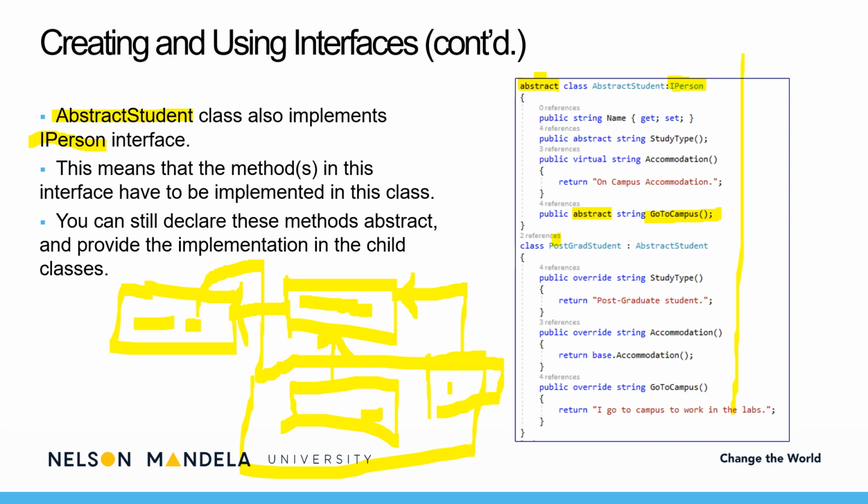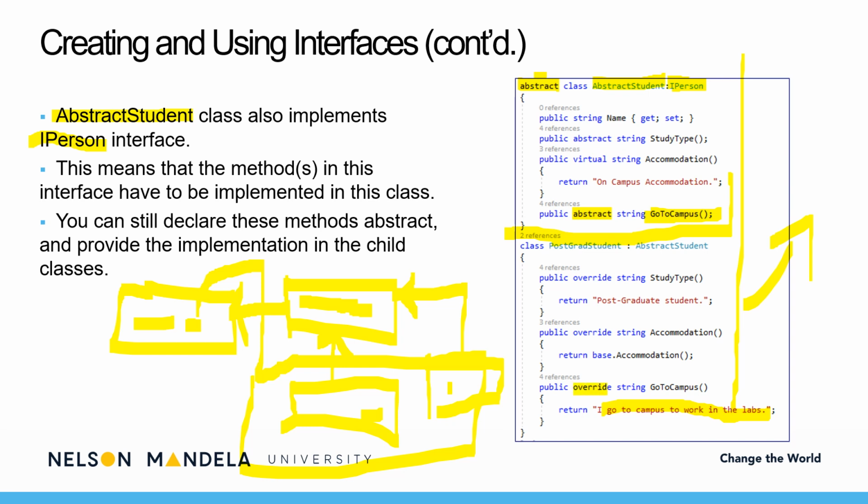Okay, since now we've got IPerson and we've got an abstract class called AbstractPerson, this go to campus can still be abstract, because at this point in this class we cannot really tell what our abstract student does when it goes to campus, since we're still talking high level, we're still very abstract. But now a postgrad student, we know what this person does when they go to campus. Therefore, we can say, I go to campus to work in the labs. That's a postgrad student. For an undergrad student, you can say, I go to campus to study, or to attend class. That's now its implementation.